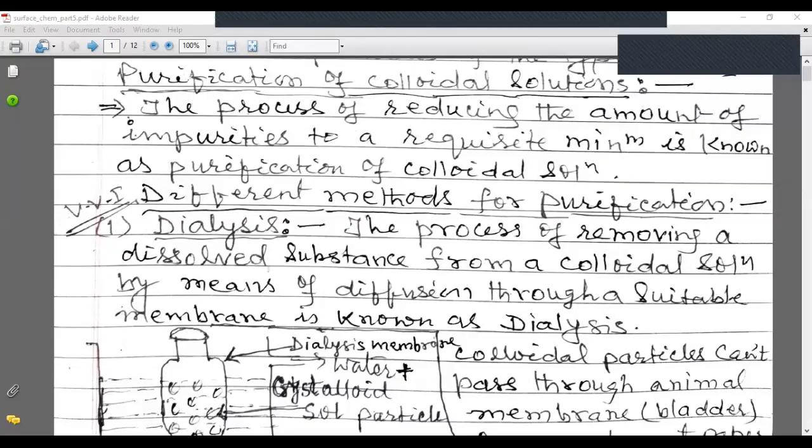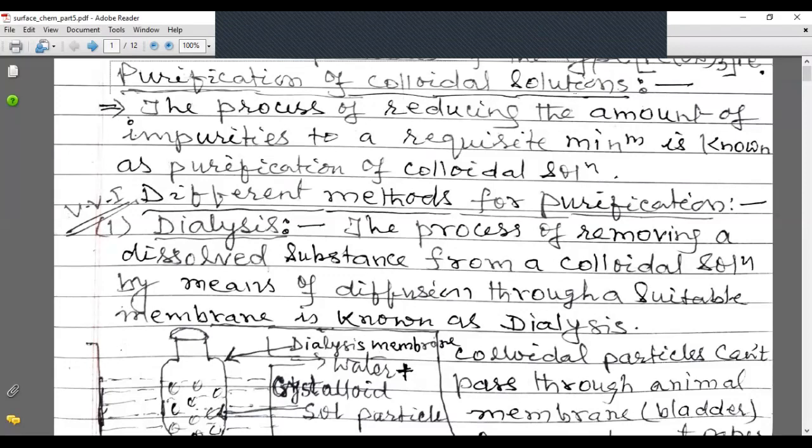Hello students, today is the last class of surface chemistry. Today we are going to discuss purification, different methods for purification of colloidal solutions.